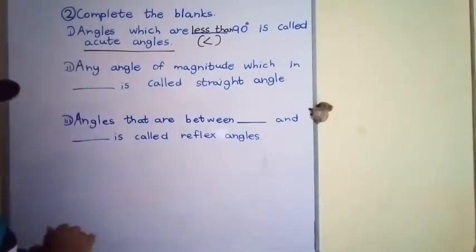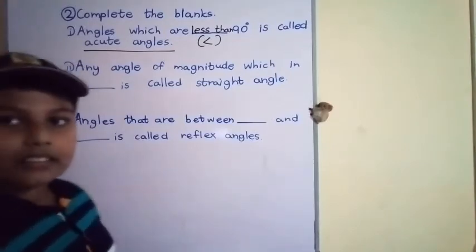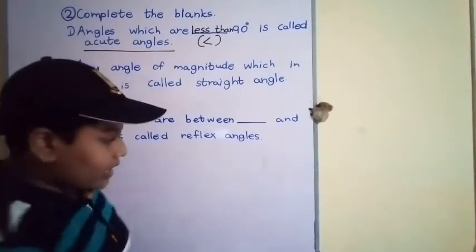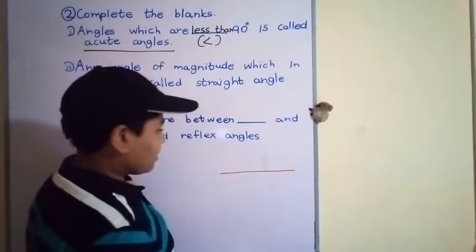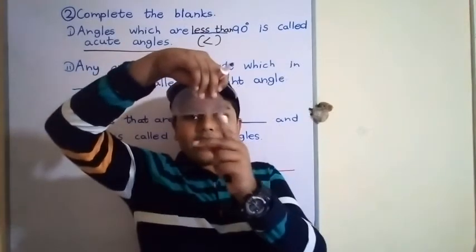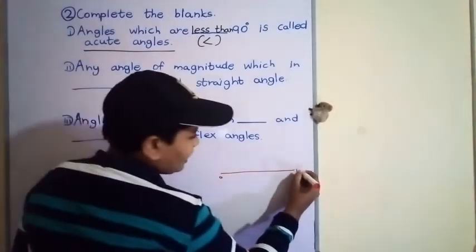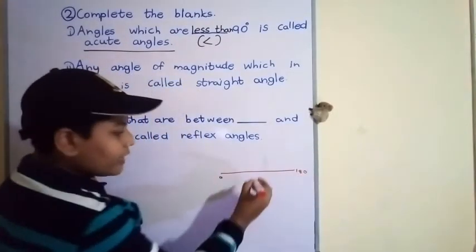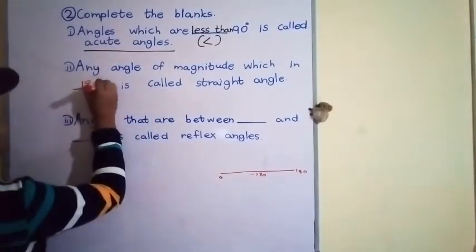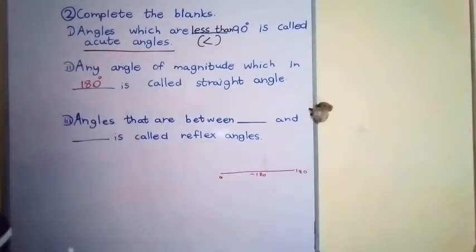In the second one, any angle of magnitude which is blank is called a straight angle. The straight line means the protractor's baseline. If you put the protractor like this, this line is the baseline. You know this is 0 and 180 degrees, so the difference is 180. The answer is 180 degrees.